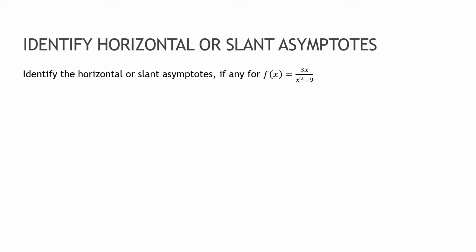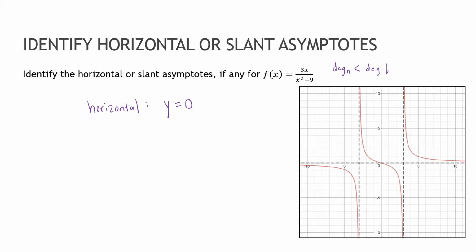So first thing I would do is compare the degree. The degree of the numerator is less than the degree of the denominator. And because of that, I know that my horizontal asymptote is y equals 0. I know that because the degree of the numerator is less than the degree of the denominator. So that's all I had to look at. I didn't have to do any math there.